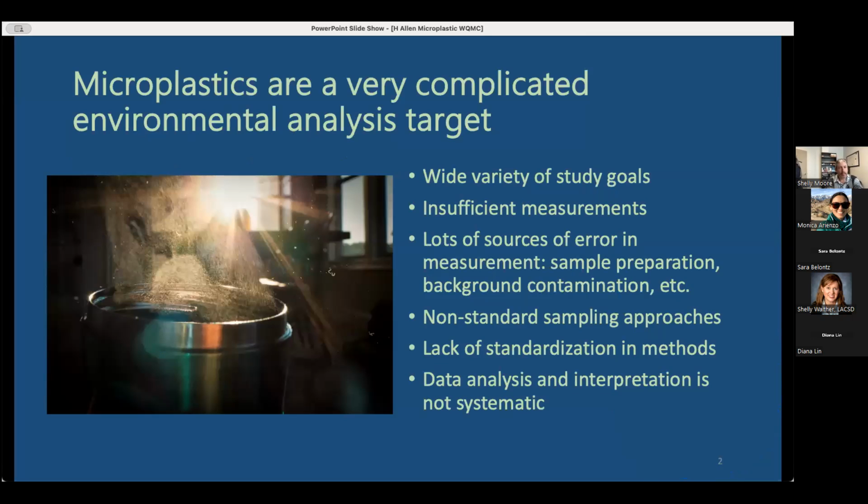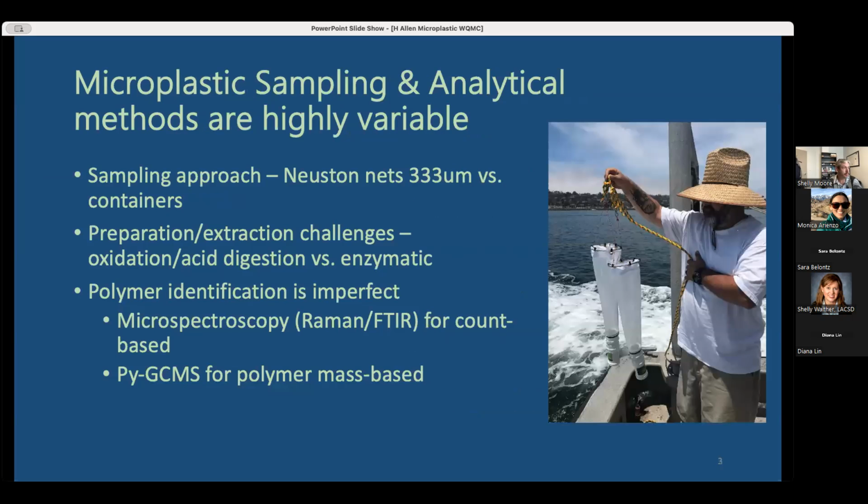So we all know this, microplastics are a complicated environmental target. Interestingly, we talk about non-standard sampling approaches, non-standard methods, lack of systemization in data analysis, and of course, error. I'm going to talk about error primarily. But interestingly, the wide variety of study goals is maybe a big challenge for quality assurance, especially. So as microplastics become more and more important to agencies that regulate or are regulated, thinking of sanitation districts in particular, getting the study goals more standardized is going to make a big impact, I think. And so I'm going to talk a little bit about that.